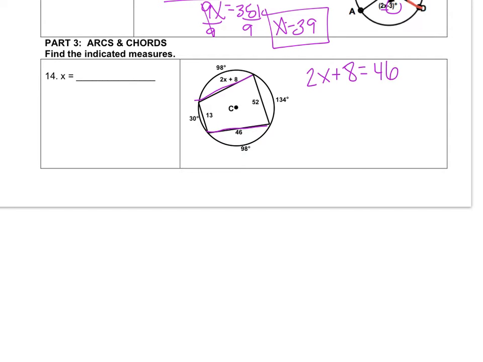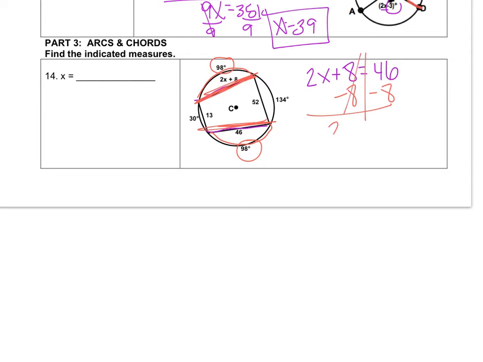Okay, why am I setting these equal to each other? Because you have 2 arcs that are the same. That means their corresponding chords, which make up this red line that I'm outlining, are also the same. So we're going to solve this. So I'm going to subtract 8 on both sides.